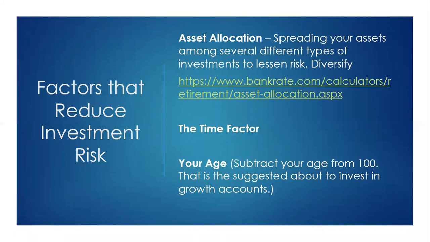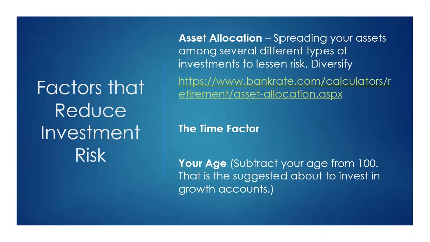All right, it's very important to reduce some of our investment risk however we can. The first thing we want to do, it's very, very important to do, is asset allocation. Whenever we do our investment project, you'll get to really experience this a lot. This is where you're spreading your assets among several different types of investments to lessen your risk. It's also called diversifying. So you don't want to have all your money in GameStop. You don't want to have all your money in Bitcoin. You don't want to have all your money in gold. You want to spread it across different types of investments: stocks, bonds, mutual funds.